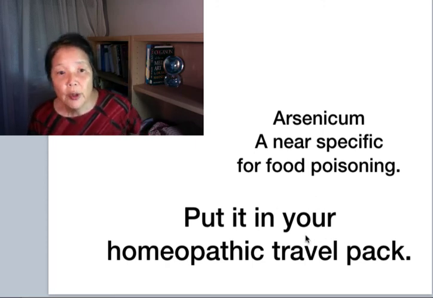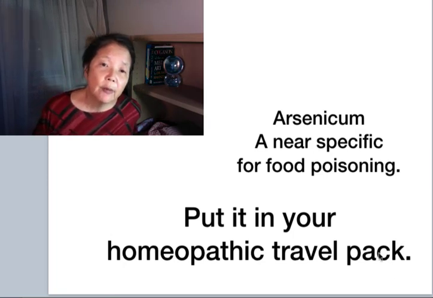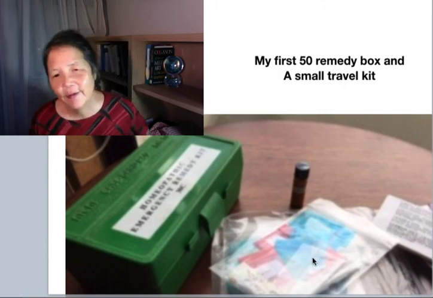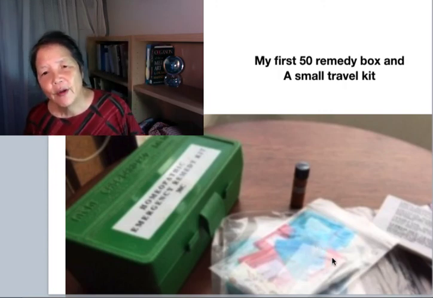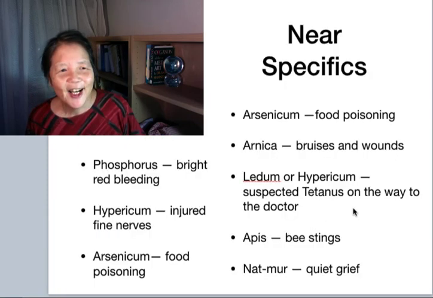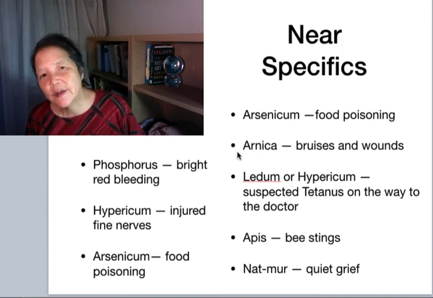Arsenicum is something that should go in your homeopathic travel pack. Everybody should be carrying it. You know, I have a pack like this. I have lots of packs. I have a pack that I take for exercise, for all the strained ankles and people getting sick from the sun, and different kinds of situations. I have different packets. This is my original box of remedies. And arsenicum is not the only near specific that exists in the world. There's a long, long list of them. These are some of them. You have to know what to be looking for.